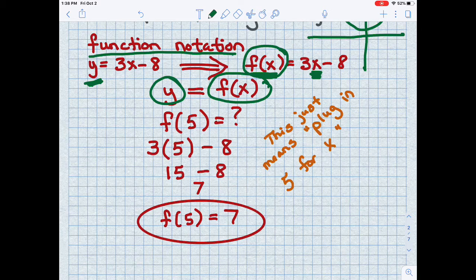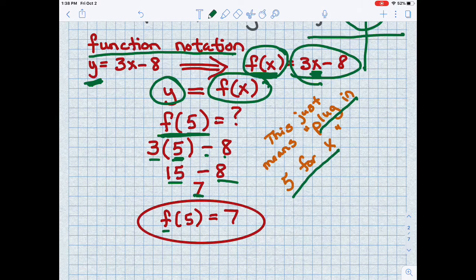So sometimes you'll see questions that say, what is the f of 5, written like this? The f of 5 just means plug in 5 for x. So I'm going to take this function, 3x minus 8, and I'm going to plug in the 5 instead of x. So I have 3 times 5 minus 8, or 15 minus 8, which is 7. So the f of 5 is 7.